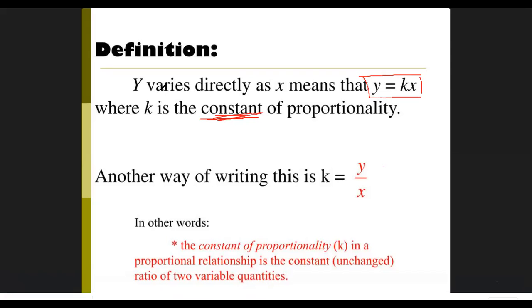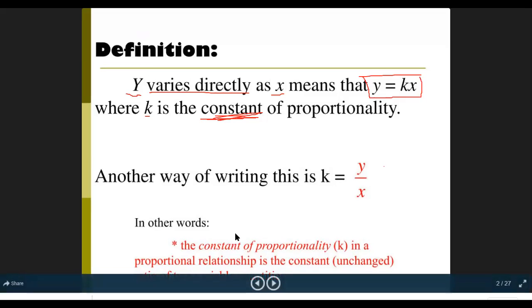What is the meaning of y varies directly as x? It means you have two variables, y and x, and both of them increase together or decrease together. If the two variables increase together or decrease together, they vary directly. We are going to search for the constant of proportionality and make the equation. K is the constant. Another way of writing this is k equals y over x. In words, the constant of proportionality k in a proportional relation is unchanged, which means it is a fixed number.